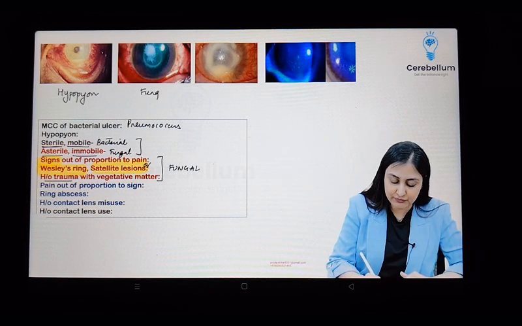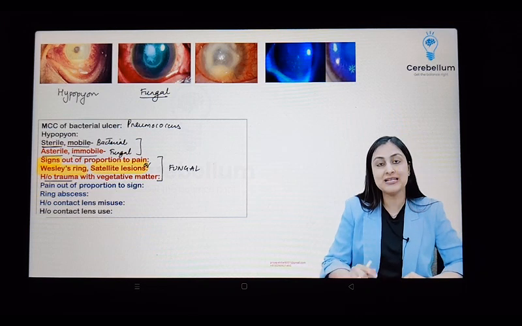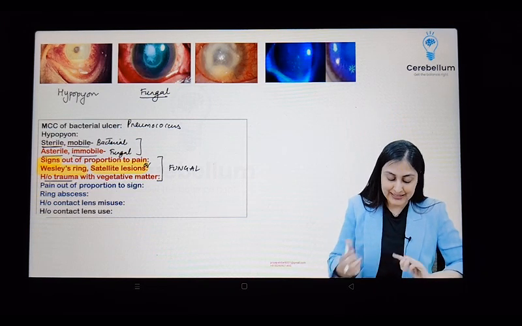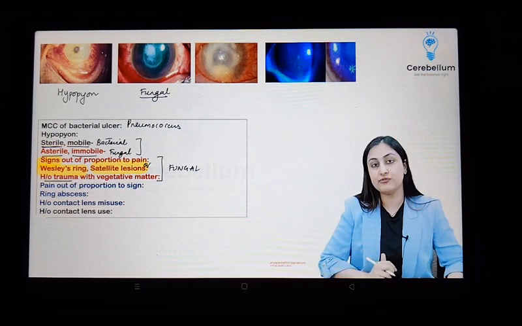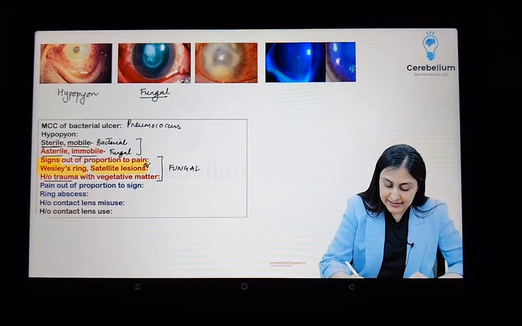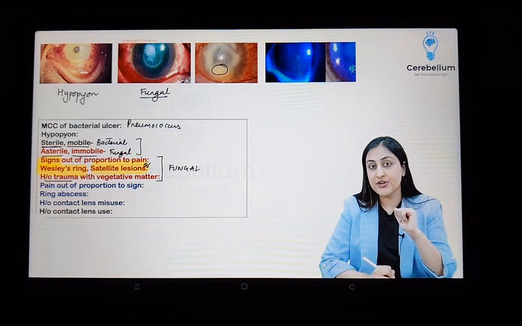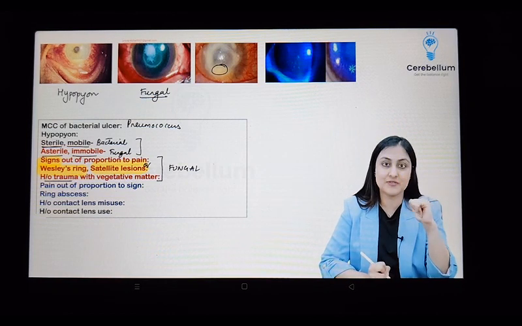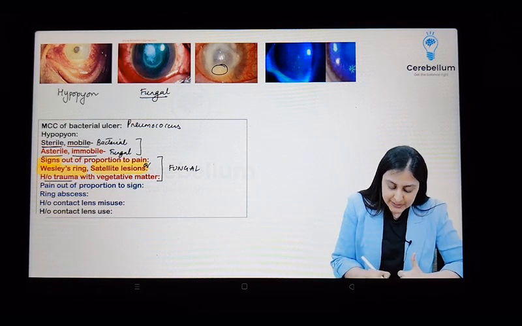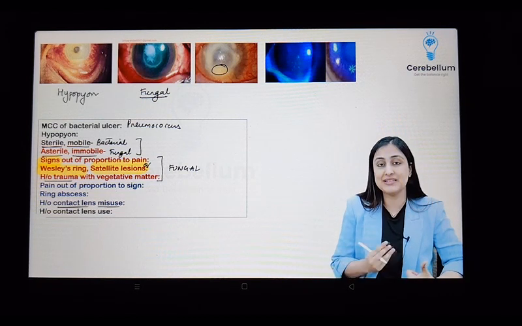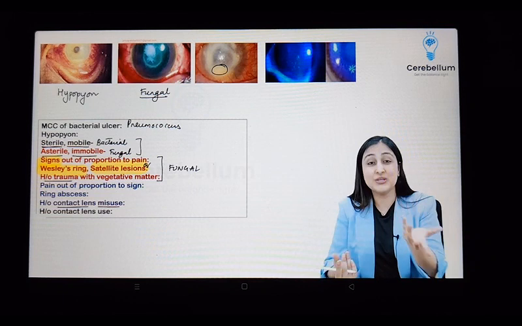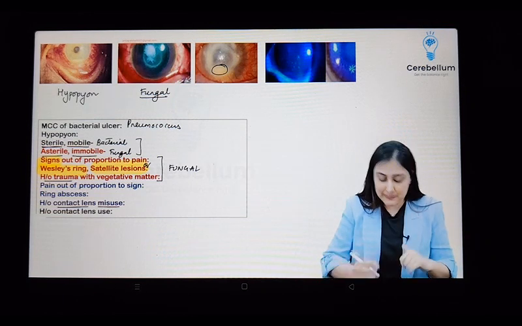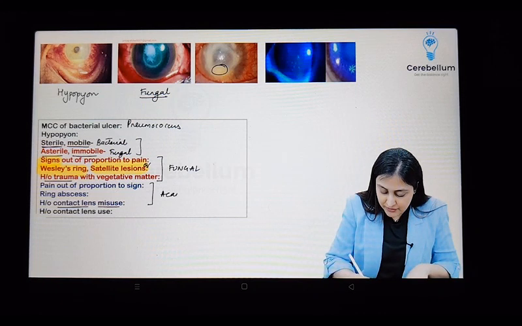So this image is showing you a fungal ulcer, wherein you see this Wesley's ring, you will have satellite lesions, remember that. Then when you have pain out of proportion to the sign, opposite of fungal, you will also see this ring abscess. Can you see this ring abscess? Contrast this with infective endocarditis, where I've shown you vegetations forming ring abscess. So that's also one more place of ring abscess. And you get history of contact lens misuse, meaning you're not washing them with the proper Renu solution. If you use contact lenses, you would know, using it with tap water. So basically misuse. All of these are features of Acanthamoeba.